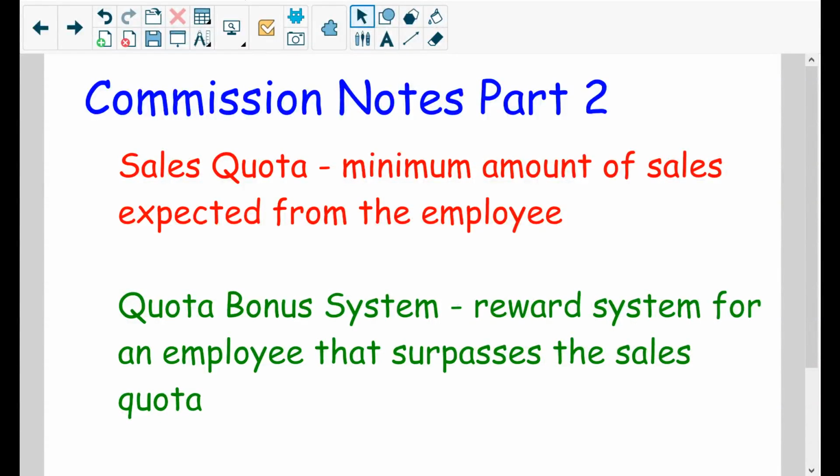Alright, commission notes part 2. So we're talking about quota. So we have a sales quota. The sales quota is just the amount of sales expected from the employee. Okay, so if you have a quota, you're supposed to meet that quota. Have over those sales, then you can get compensated for that. A quota bonus system would be just like a reward system for those who surpass the sales quota, maybe like a little bonus. Okay.